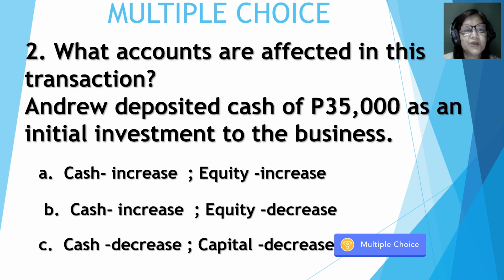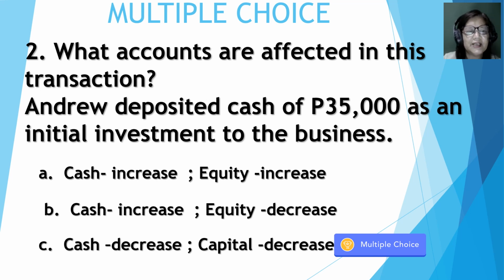Number 2, what accounts are affected in this transaction? Andrew deposited cash of 35,000 pesos as an initial investment to the business. Is it A, cash increase, equity increase? Is it B, cash increase, equity decrease? Or letter C, cash decrease, capital decrease? What's your answer?